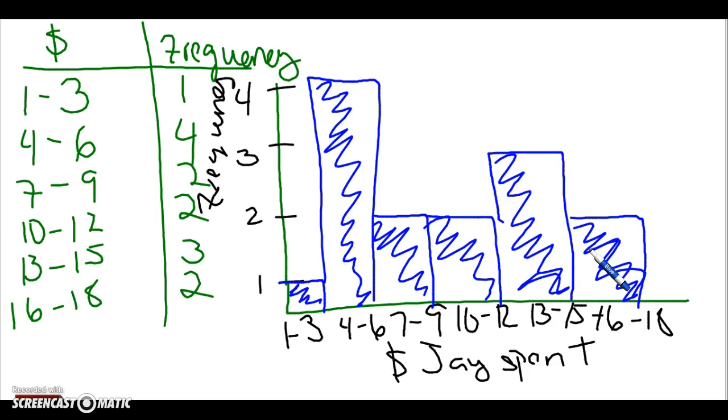Well, it's kind of all over the place, isn't it? It's definitely not symmetric and it's definitely not uniform. So I'm going to stick with skewed. And remember, your graph might look different from mine because you chose a different interval. So I hope this helps.